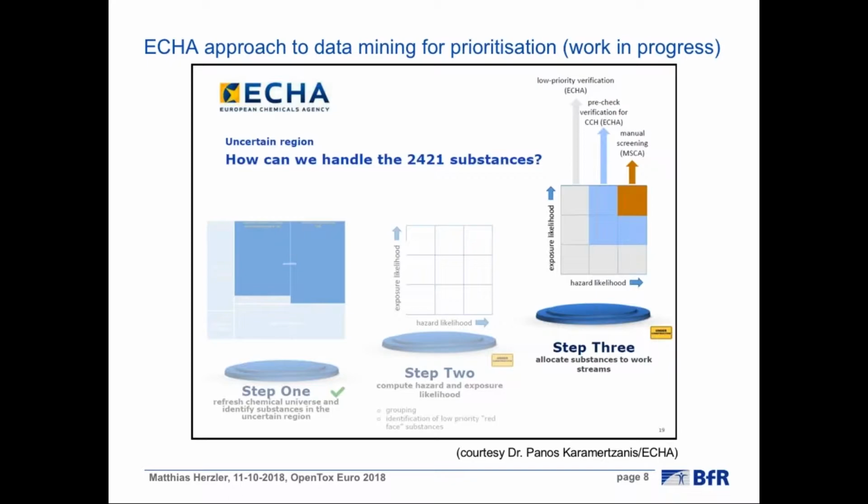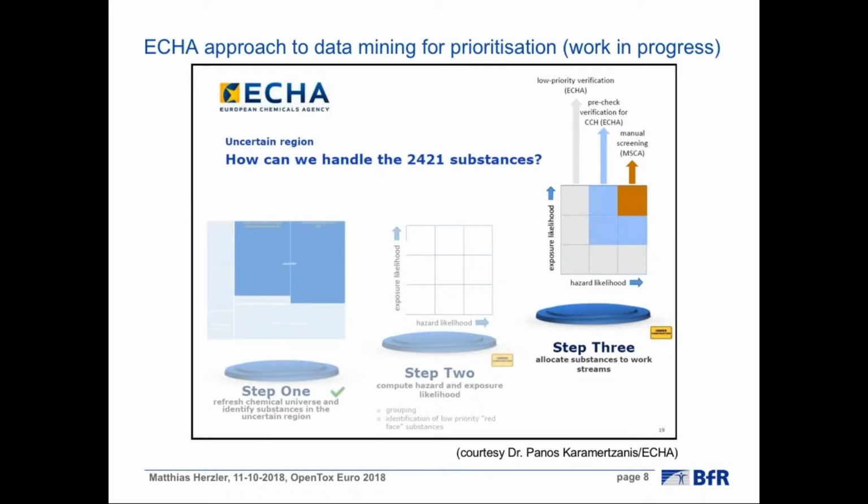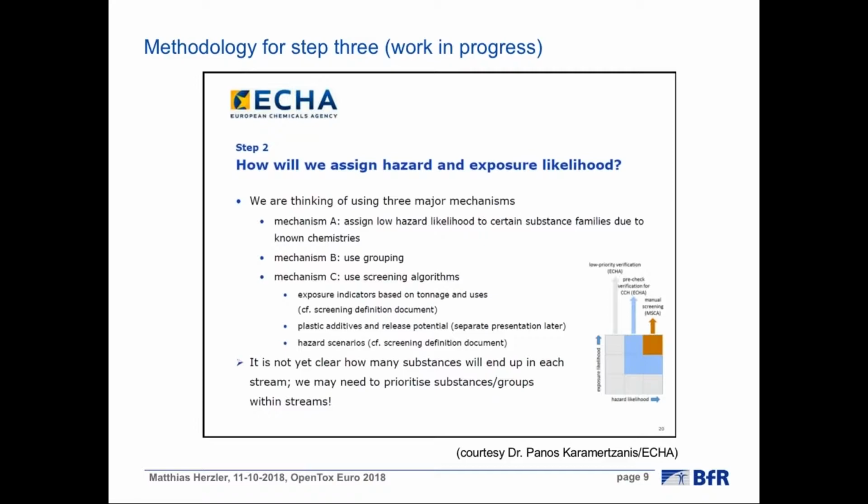And for step 3, or to go from step 2 to step 3, no, I'm sorry, this is actually wrong. This is step 2, of course. I go back. Step 2, to calculate the hazard likelihood and the exposure likelihood, they use certain mechanisms, or they're in the process of finding out which mechanisms work best. For certain substances with well-known chemistry, they can assign it based on that chemistry. They may use grouping. If you have a substance in one of the priority groups, and now from the uncertain pool, you find substances that are similar, you make a grouping, and then you conclude that this substance also might have a high priority.